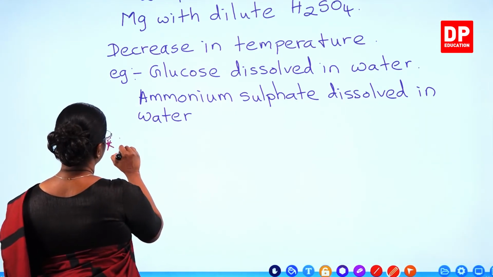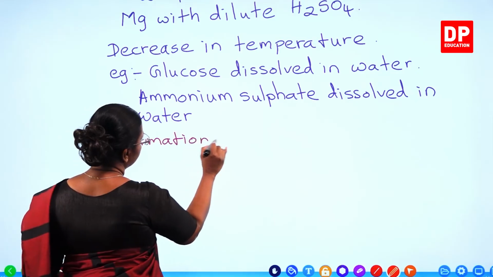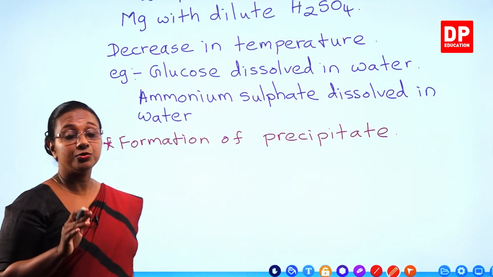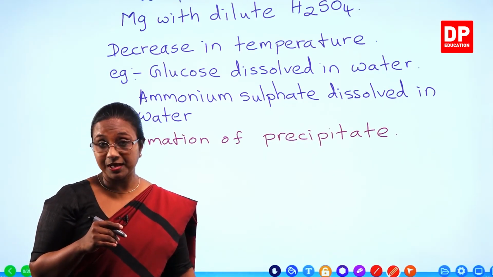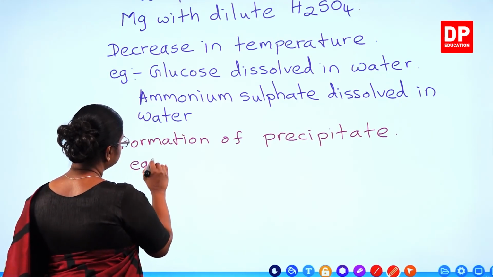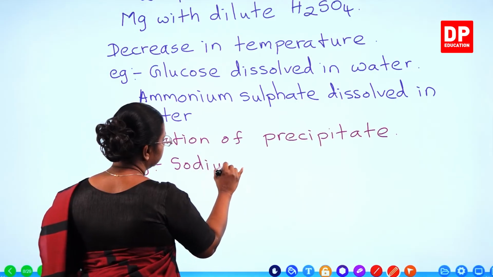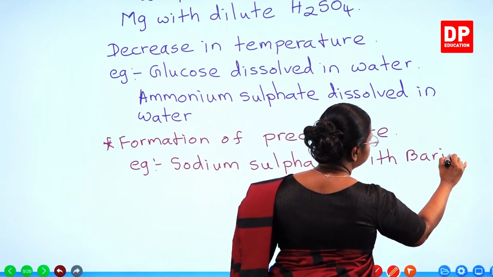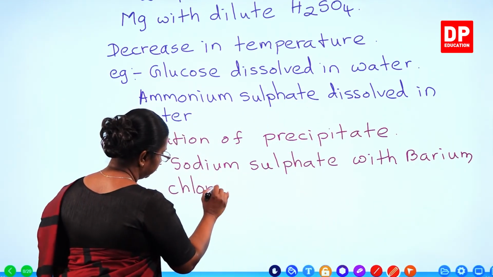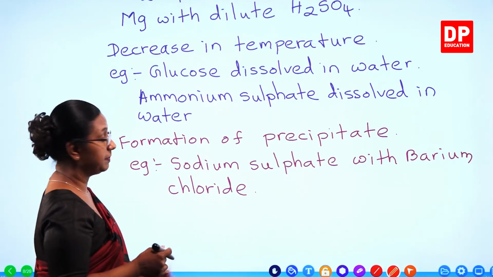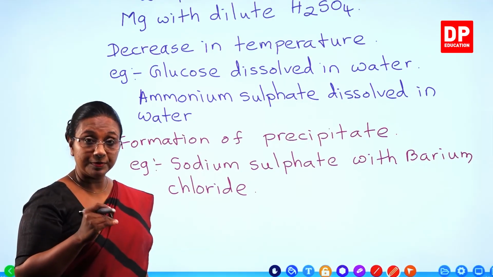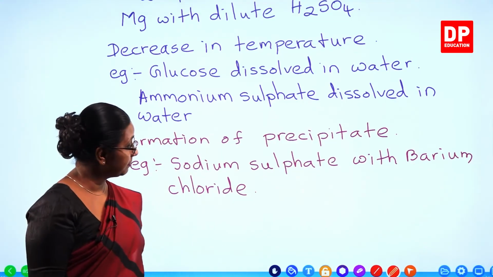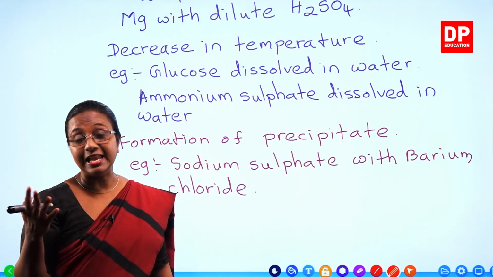Formation of precipitate. Formation of precipitate, I told you all we will be doing that activity. Most probably in the next chapter I will be discussing that. When we mix sodium sulfate with barium chloride, there we will get the precipitate. A white color solid substance will deposit at the bottom. Sometimes you will see a red-brown color or brown color solid substance depositing. So those are all formation of precipitates. The precipitate, again depending on the compound, students, the color can vary.